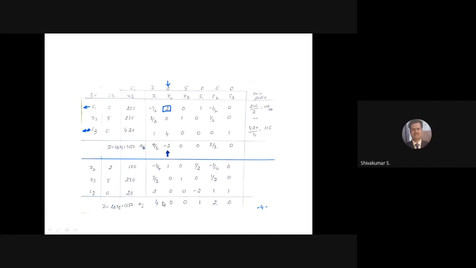2 minus 3, you get plus 4. Check. 2 into minus 1 by 4 plus 5 into 3 by 2 plus 0 into 2 minus 3. You're going to get plus 4. Then this into this plus this into this plus this into this minus this. You got plus 4?